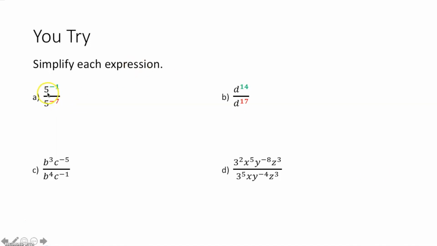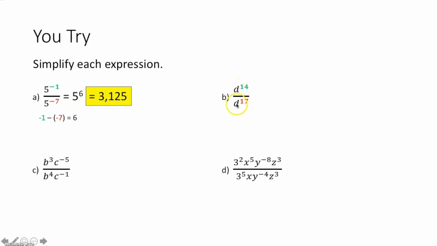Okay, doing the same thing here. So we have 5 to the negative first over 5 to the negative seventh. When you divide like bases, you subtract the exponents. So what's negative 1 minus negative 7? Same thing as negative 1 plus positive 7, that's 6. So we get 5 to the 6th power. But you don't leave it like this because we're simplifying our expression. So what's 5 to the 6th? That's going to be 3,125. Here, d to the 14th over d to the 17th.